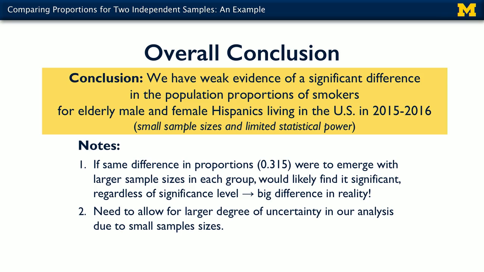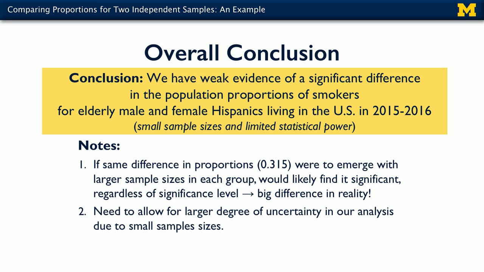If the same difference in proportions, remember this is a big difference, 31.5 percentage points, if that same difference were to emerge with larger sample sizes in each of these two groups, we more than likely would find it significant, regardless of what significance level we were using, 0.01, 0.05, it wouldn't really make a big difference. So if these proportions held up in reality, and they still existed with larger samples, this is a pretty big difference. This is what we would call a very large effect size in practice. So in practice, this is a big difference in proportions, and this is where we have to carefully weigh statistical significance versus practical or real-world significance. And this overall would still be considered a big difference despite Fisher's exact z-test or some of the weak evidence that we had. This is a pretty notable difference in the proportions who smoke.